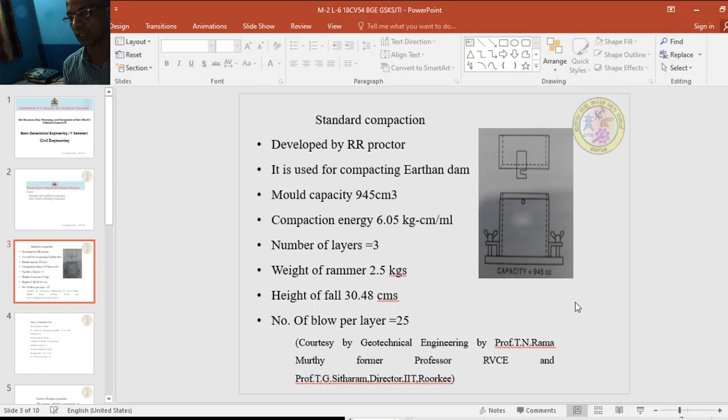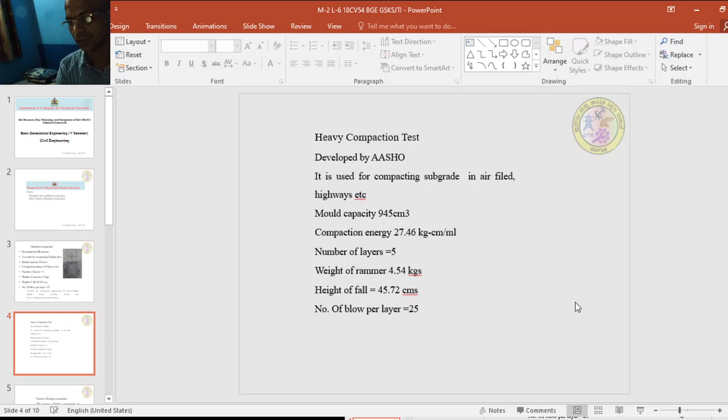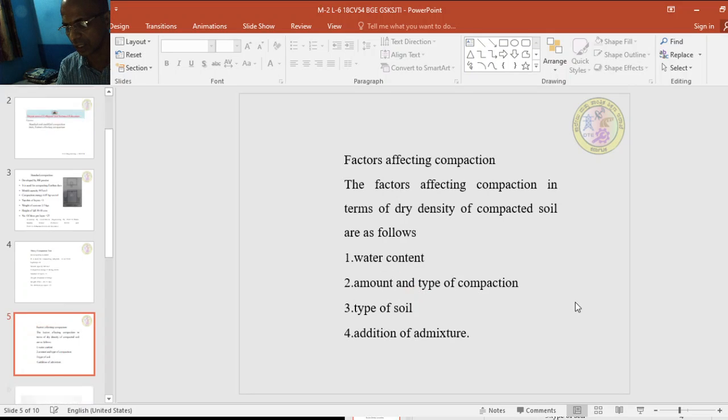The weight of the hammer in light compaction is 2.5 kg, and in heavy compaction it is 4.89 kg. The height of fall in light compaction is 30.48 centimeter, and in heavy compaction it is 45 centimeter. The number of blows per layer remains the same in both. Therefore, the compaction energy increases.